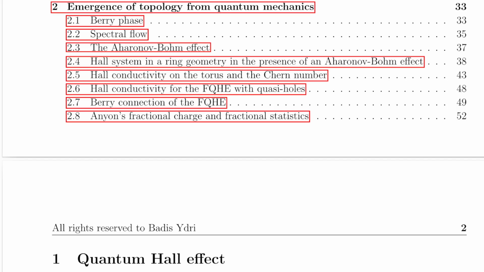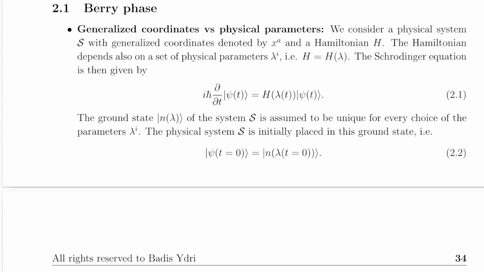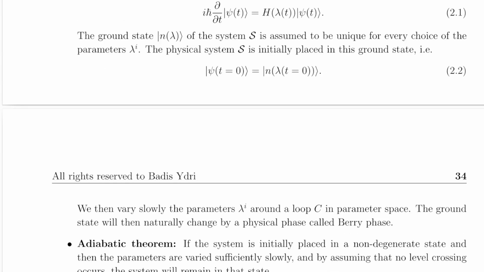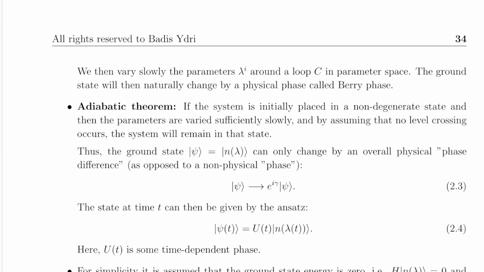Berry phase. First, imagine a quantum system. It depends on internal variables and also on external physical parameters. The system's evolution is described by the Schrödinger equation. Now, suppose the system starts in its ground state, the state of lowest energy. We slowly change the external parameters, moving around a closed loop in the space of possibilities.